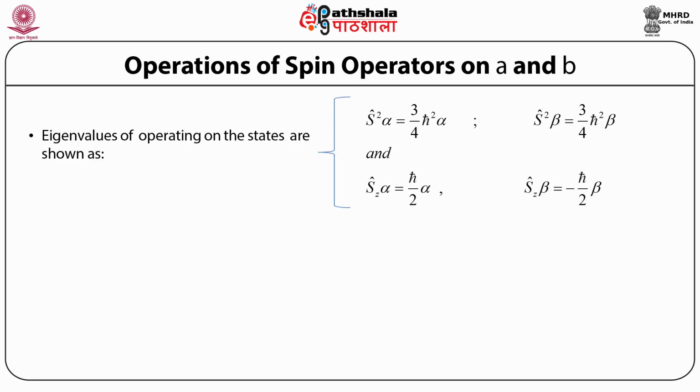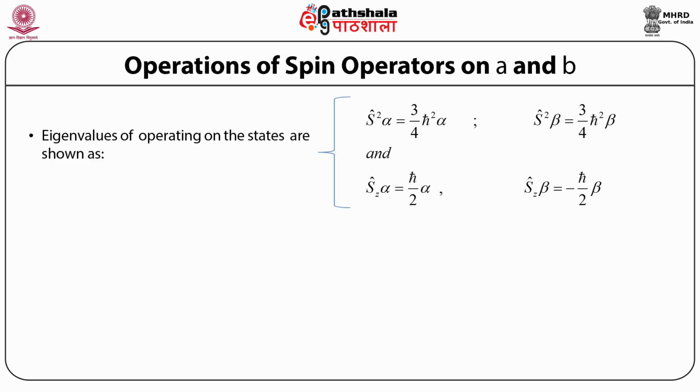Similarly, the operator Sz acting on the eigenstate alpha gives h cross by 2 times alpha, where h cross by 2 is the corresponding eigenvalue and alpha is the corresponding eigenstate. Similarly, operator Sz acting on beta is equal to minus h cross by 2 times beta, where minus h cross by 2 is the corresponding eigenvalue and beta is the corresponding eigenstate.